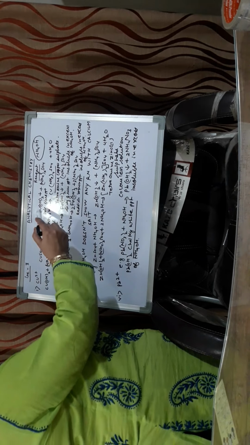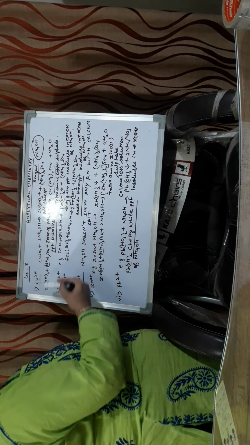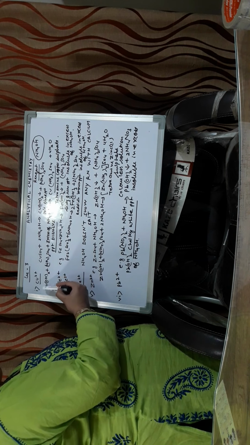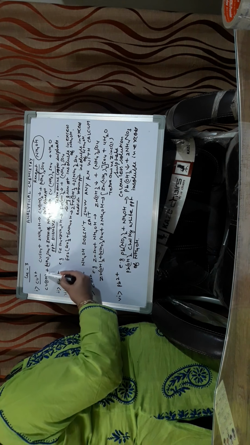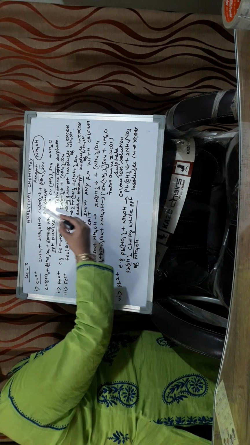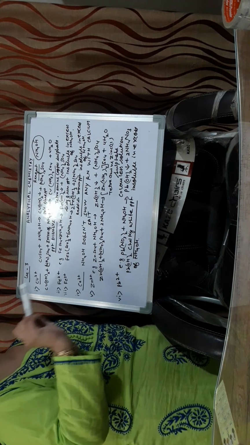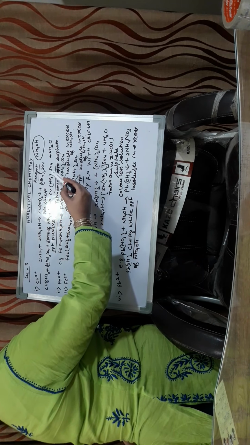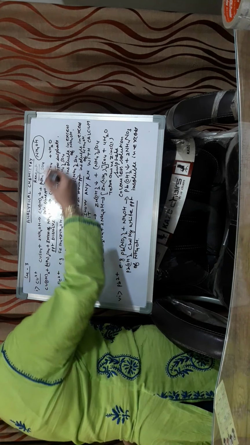So this is due to the formation of, here I have written, the blue color precipitate which is obtained, copper hydroxide Cu(OH)2, reacts with excess of NH4OH. It will give a deep blue color solution. That is due to the formation of a complex salt, that is tetraammine copper sulfate, plus water.